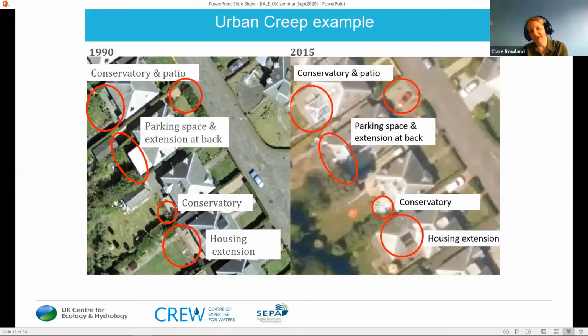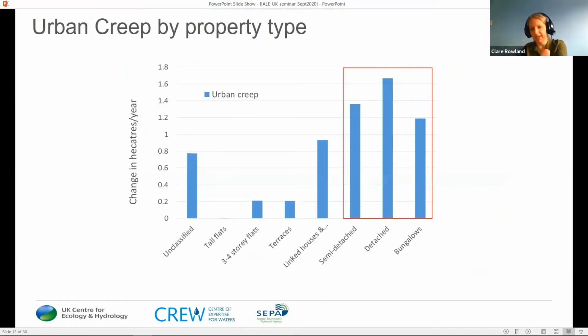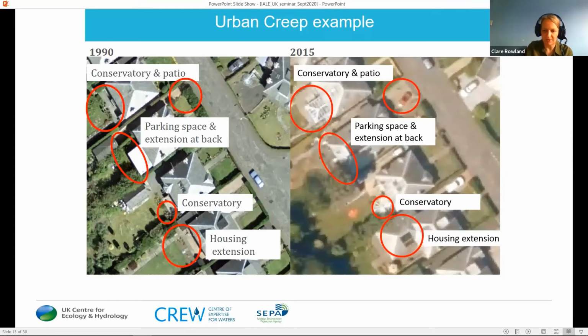And just looking at one section of one street, we can see what happens when you do have these large attached properties with large gardens, that they just have a lot of potential and that they have increased in size between 1990 to 2015. So you can see here that across these 4 houses, you've got a mix of conservatories, housing extensions, and new parking spaces. So the trends that we see here are also matched when we look at the aerial photography as well.